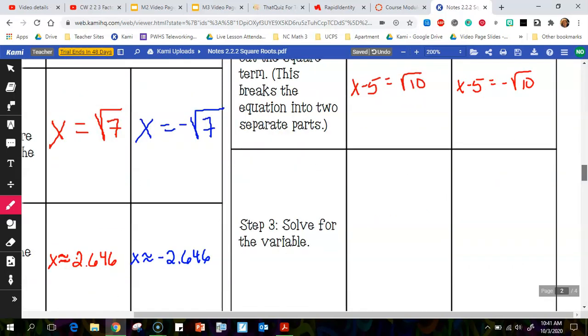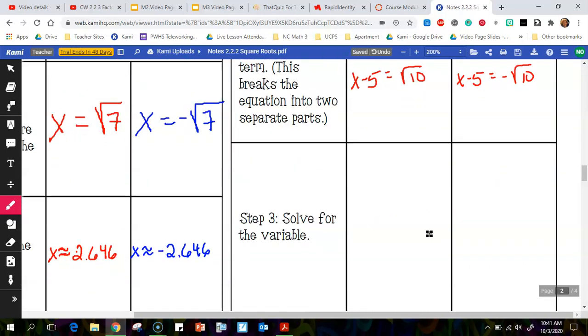And then in the next line, solve for the variable by adding 5 to both sides. So x equals 5 plus square root of 10. And this is going to be important when we get to quadratic formula also. And x equals 5 minus square root of 10. This is the way I would have you leave it.